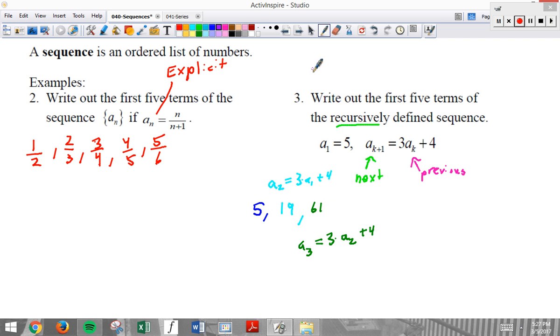And you don't show all your work. 61 times 3, 183 plus 4, 187. You just go through it. 187 times 3 is 561 plus 4, 565. Don't worry, you won't have to do that kind of mental gymnastics on the actual test. And even if you did, you just write it out and show that you can still do basic math without the calculator.